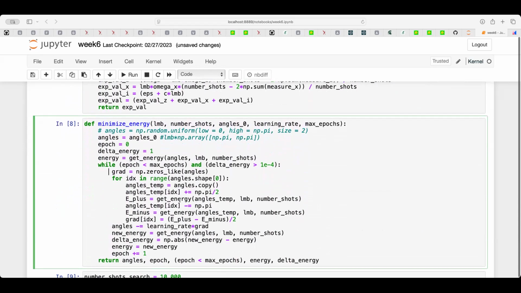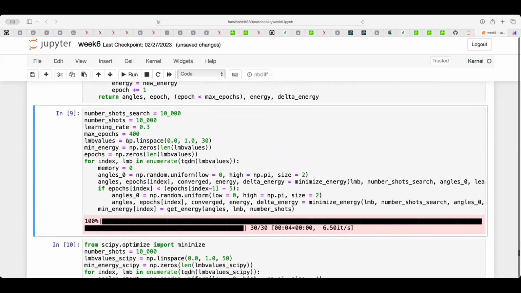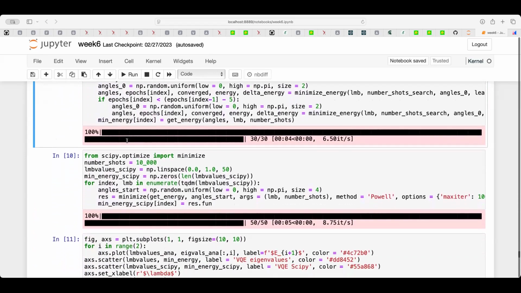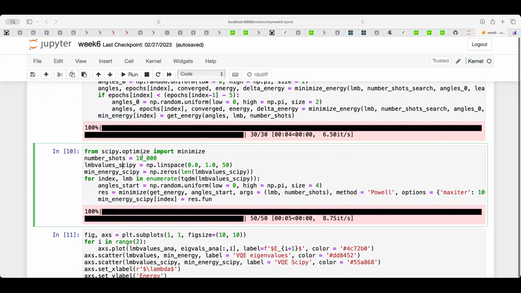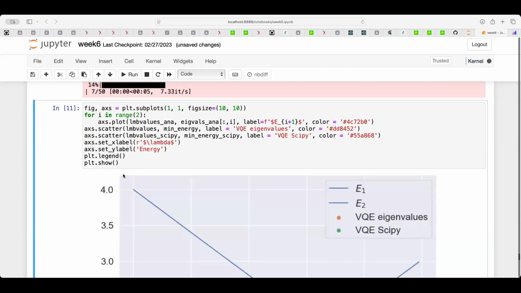So this is my energy here. Then I have a learning rate, and I take the learning rate times the gradient. Let's run this one. Then I'm using SciPy, the optimization function, and in this specific case I'm using Powell's method. You can also use Broyden's method, and you would have BFGS as an option here. Let's rerun that and make a plot at the end.